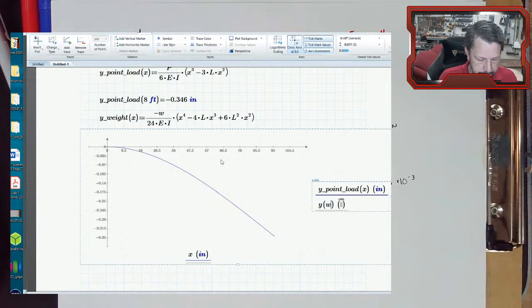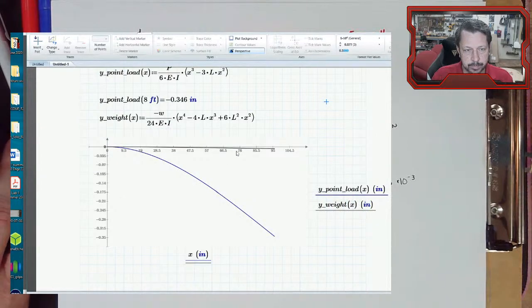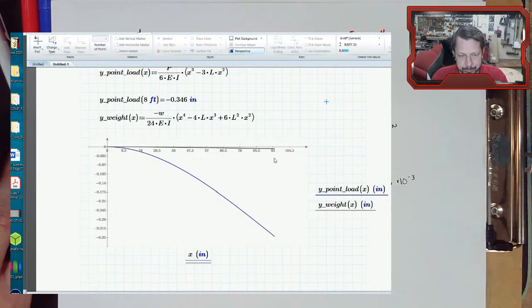Y, the weight, not parentheses though, as a function of x in units of inches. And there it is. It's that little black line that you can kind of see bending slightly. If you look at the horizontal axis here, there's a tiny, tiny little bit of deflection. So it is affecting the beam a little bit, but not that much.